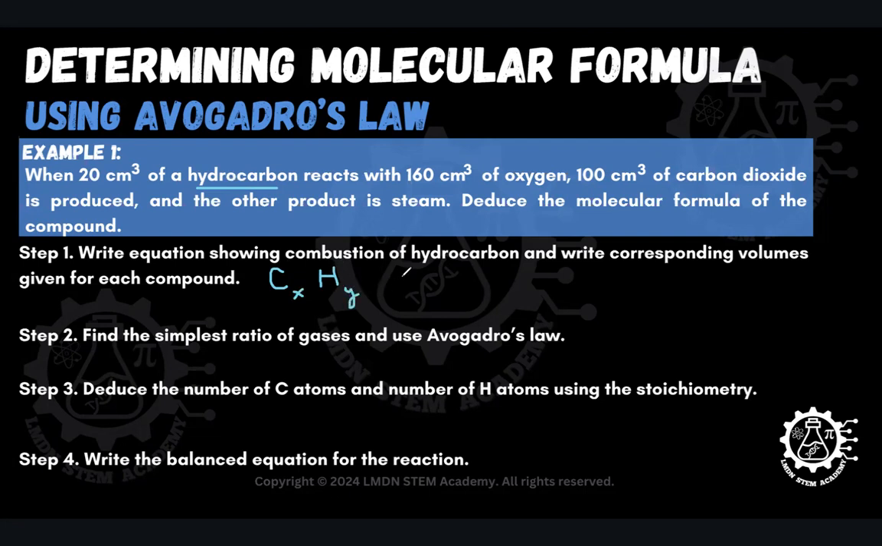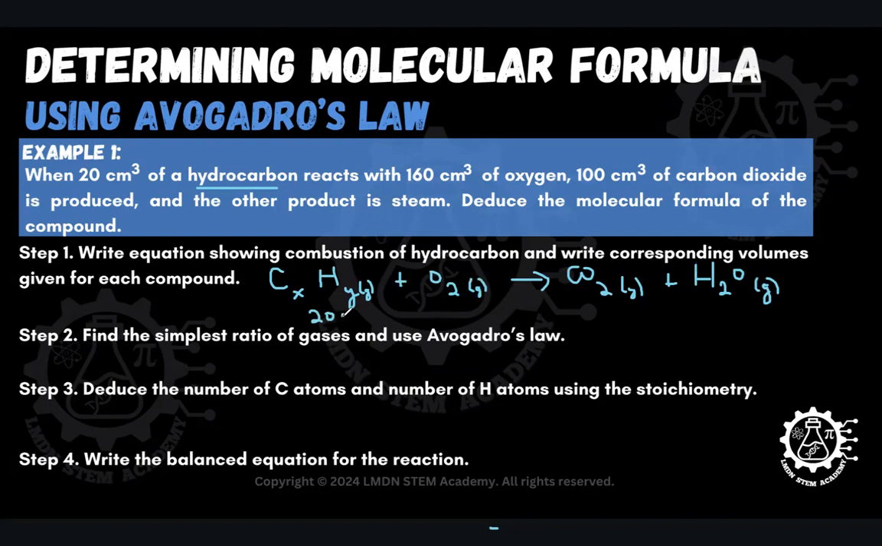Now, of course, it's a combustion, so we're going to have our oxygen gas here as well. And then we're going to form carbon dioxide as the question tells us, and also steam as a product. So we write out all of these in the initial equation. It's not balanced just yet, but it's just the initial equation that describes combustion. We're going to write the volumes underneath each of them that they assign.